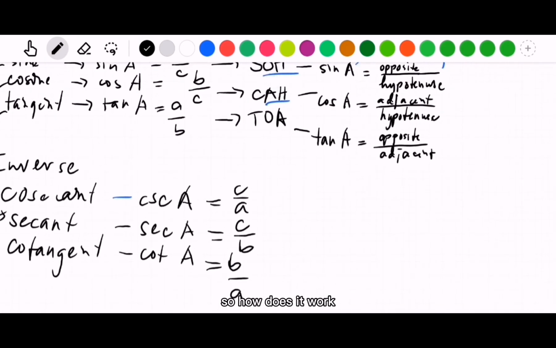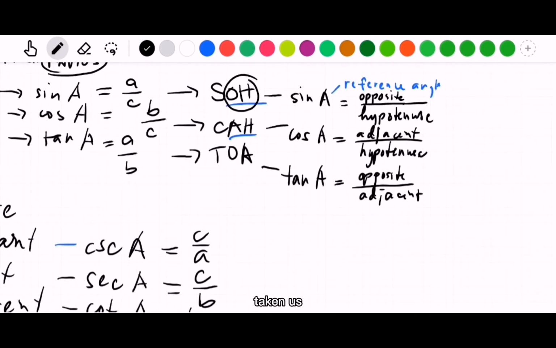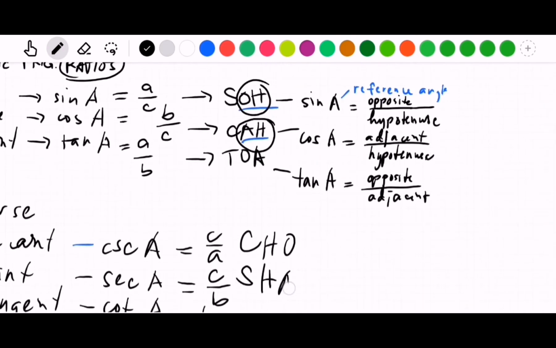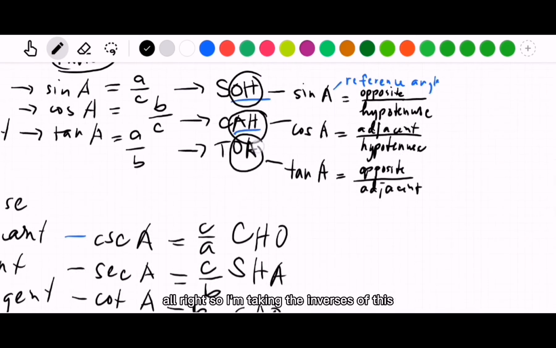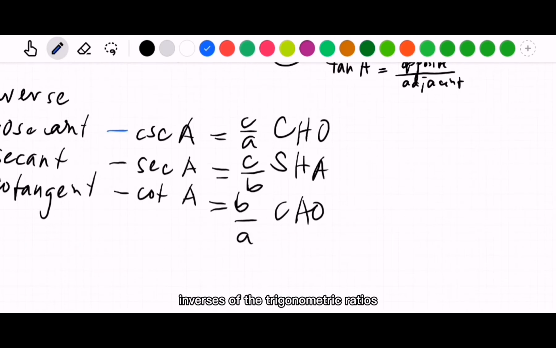So how does it work? This is actually taken as cho, sha, kao. Okay, so I'm taking the inverses of this. If I say cho, sha, kao, I am using C for cosecant, and then S, the first letters, and then cotangent. So I'm reading it in reverse since I'm trying to explain or discuss the inverses of the trigonometric ratios.